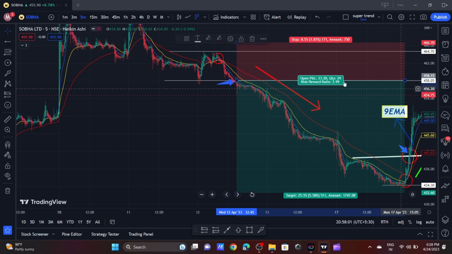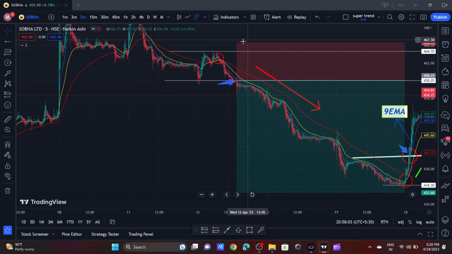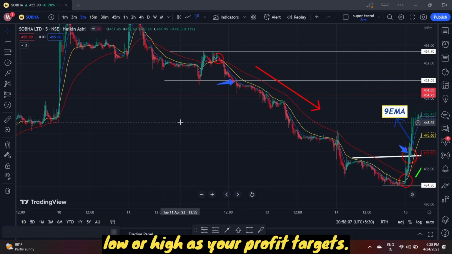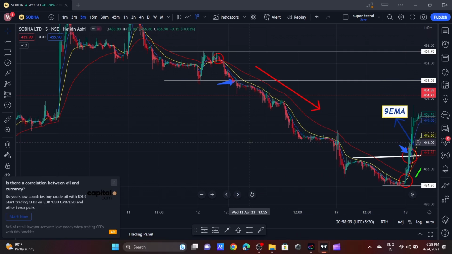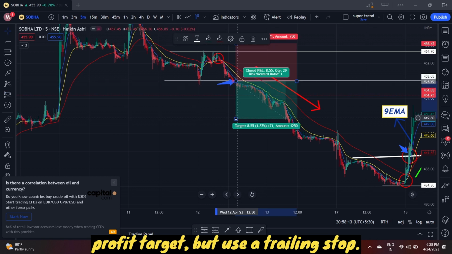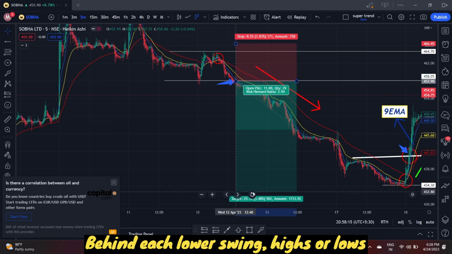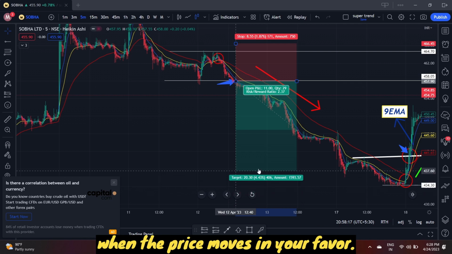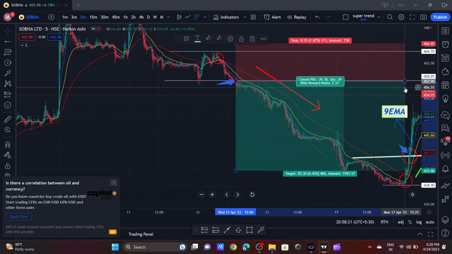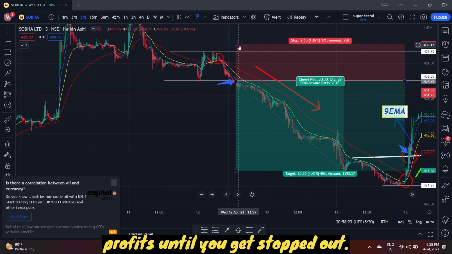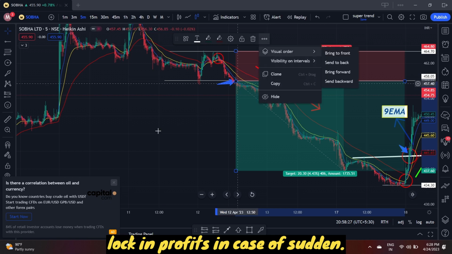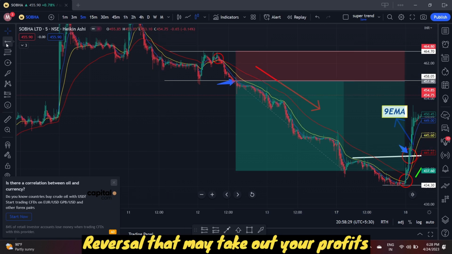Now when it comes to take profit, you must be very consistent. You can use previous swing low or high as your profit targets. Another option is not to place a fixed profit target but use a trailing stop behind each lower swing highs or lows when the price moves in your favor. This way you can get maximum profits until you get stopped out. Trailing stops will also enable you to lock in profits in case of sudden reversal that may take out your profits immediately.